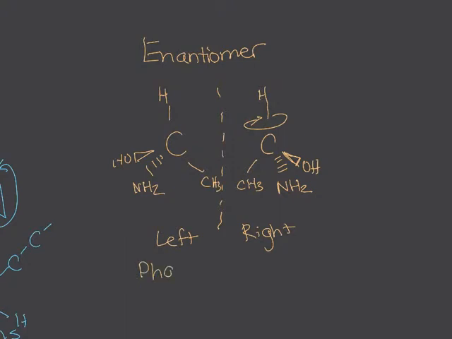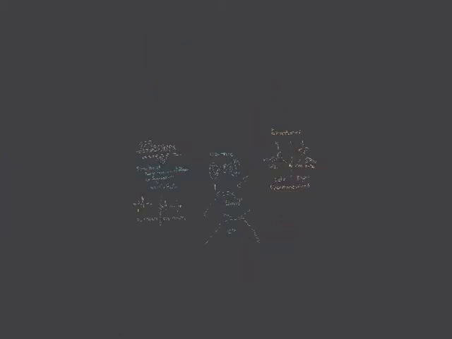You can have a drug that in its left-handed form treats a certain disease, where in its right-handed form it's completely useless. You also see this with amino acids. All of them are left-handed. I might be lying about that, but all of them go in the same direction. So there's your overview of isomers.